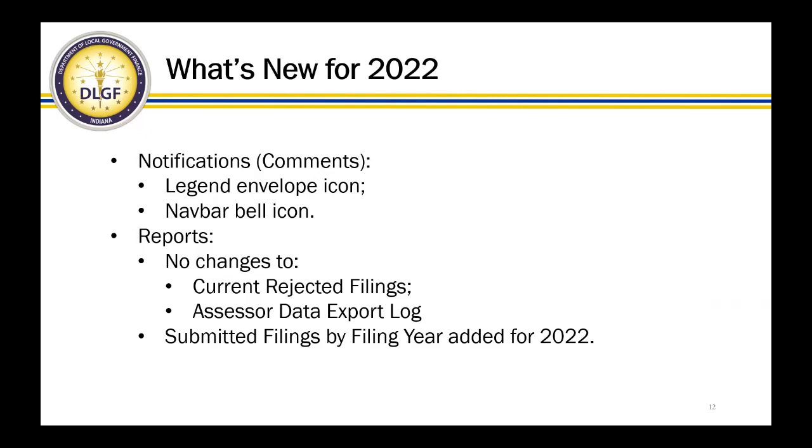As far as the reports, some changes. Really, there were no changes to current rejected filings or the assessor data export log. However, submitted filings are now done by filing year, added for 2022. So I mentioned earlier, make sure when you're looking at the returns, you're identifying is it being filed for 2021 or for 2022.